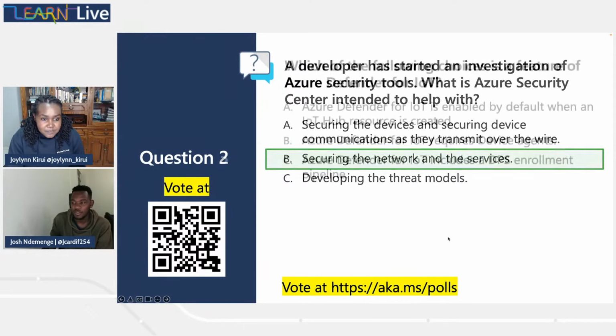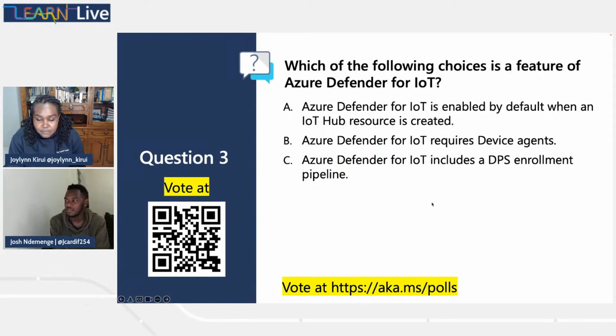All right. The next one is, which of the following choices is a feature of Azure Defender for IoT? Azure Defender for IoT is enabled by default when an IoT hub resource is created. Azure Defender for IoT requires device agents. Azure Defender for IoT requires a DPS enrollment pipeline. DPS here means Device Provisioning Service. Remember to share with us at aka.ms/polls.